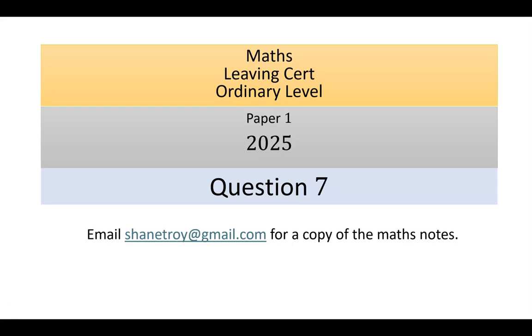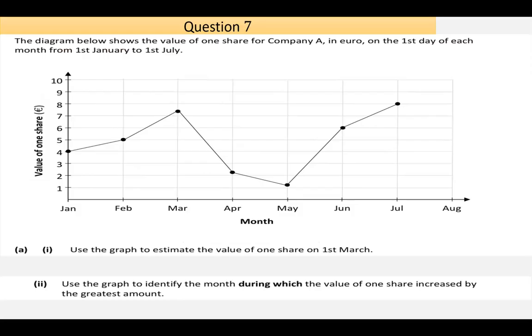Welcome to question 7 of the Leaving Cert Ordinary Level Paper 1 2025. So let's get stuck in, and we have a kind of graphs interpretation. These questions can be okay, can be tricky, so we'll give a good read of it. As always, pause the video to give it a go yourself and see how you get on.